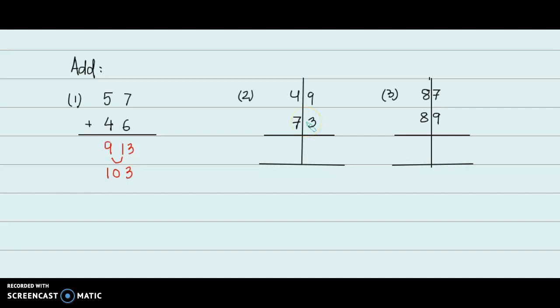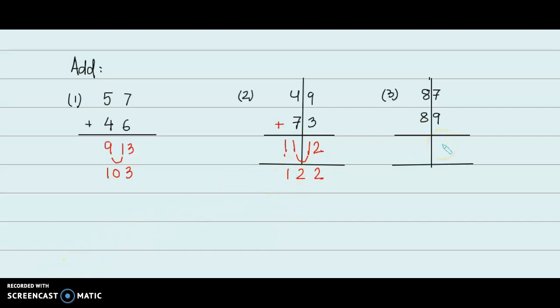We will follow the same method here. 9 and 3 is 12. 4 plus 7 is 11. And then we will write this 2, and 1 plus 1 we will add, that gives you 2, and then write this 1. So our answer is 122.